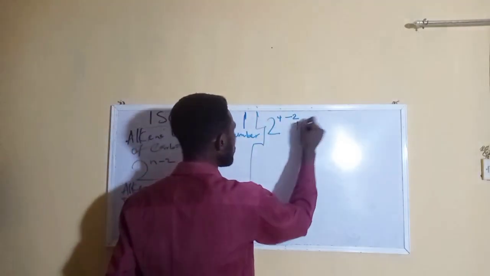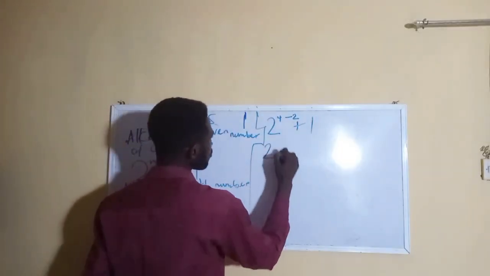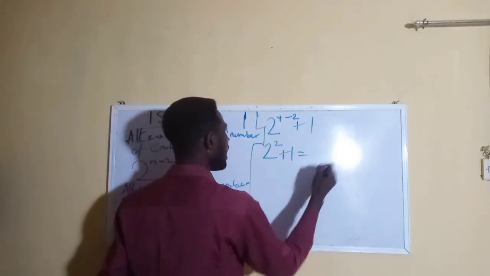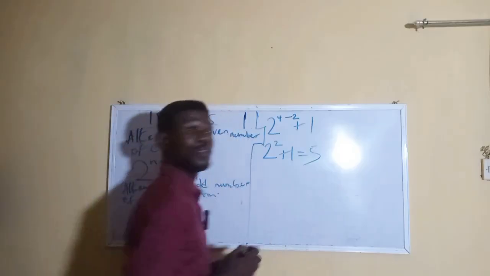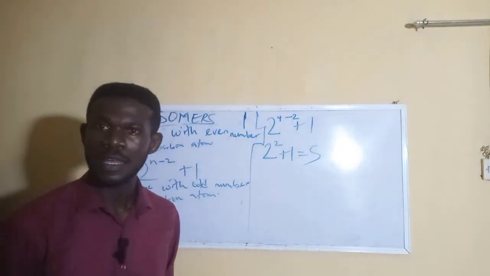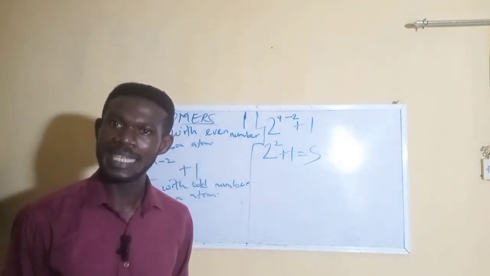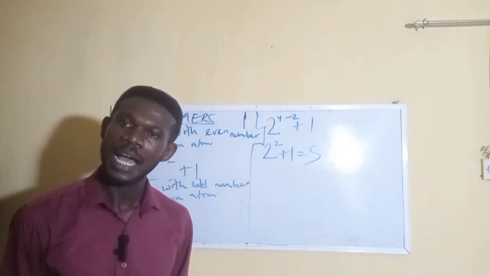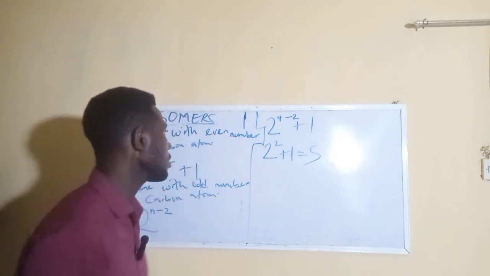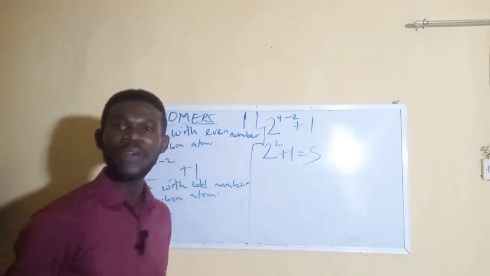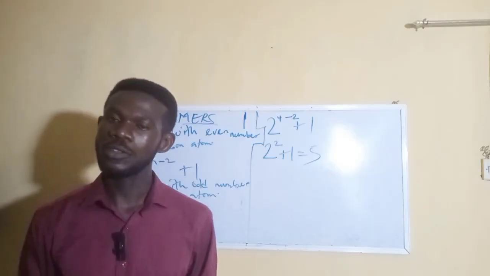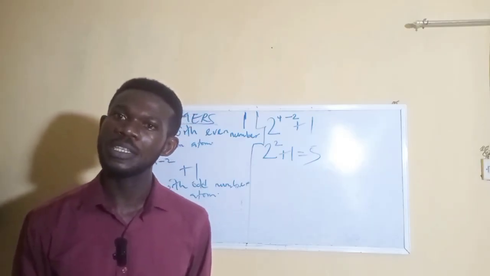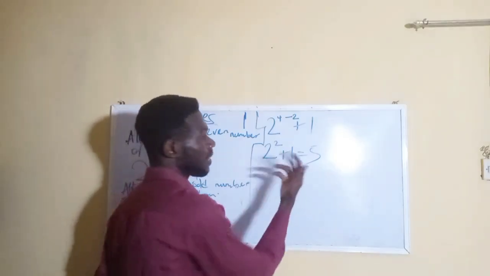4 minus 2 plus 1. So that means you have it as 2 raised to power 2 plus 1, and that is 5. So that means butane actually has the number 5 as its isomers. The number of isomers that can be gotten from butane is actually 5.